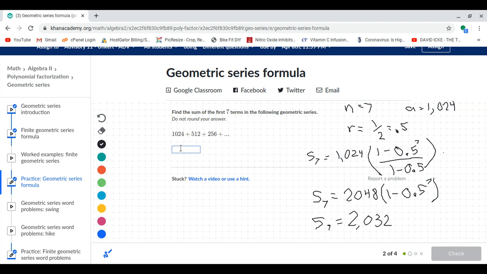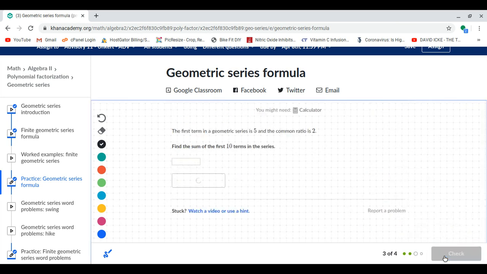And I'm going to go ahead and check my work. So 2032. Nice. More energy points. Today's a good day. Let's keep going. Let's try another one.